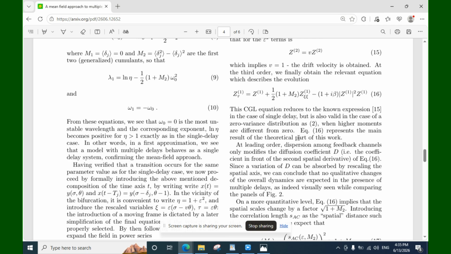This CG equation reduces to the known expression in the case of the single delay, but is also valid in the case of a zero variance distribution as equation 2 when higher moments are different from 0. Equation 16 represents the main result of the theoretical part of this work. At leading order, dispersion among feedback channels only modifies the diffusion coefficient d, the coefficient in front of the second spatial derivative of equation 16.